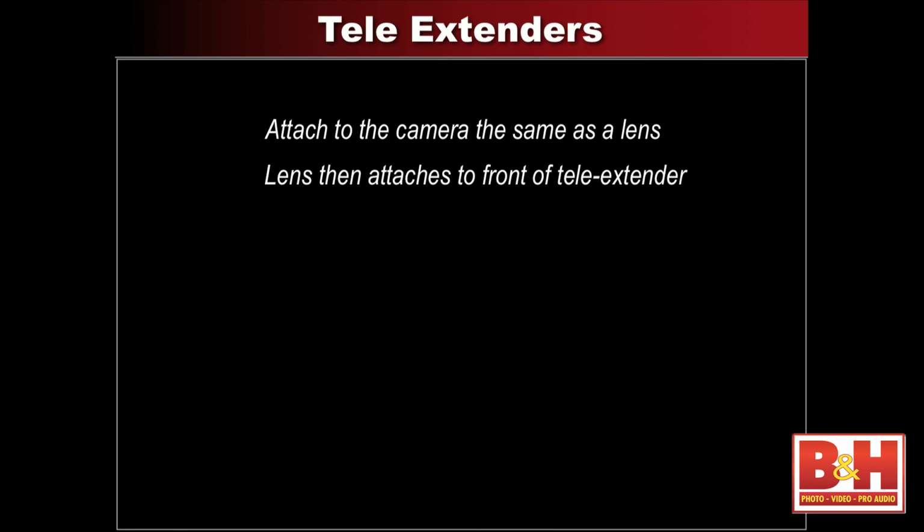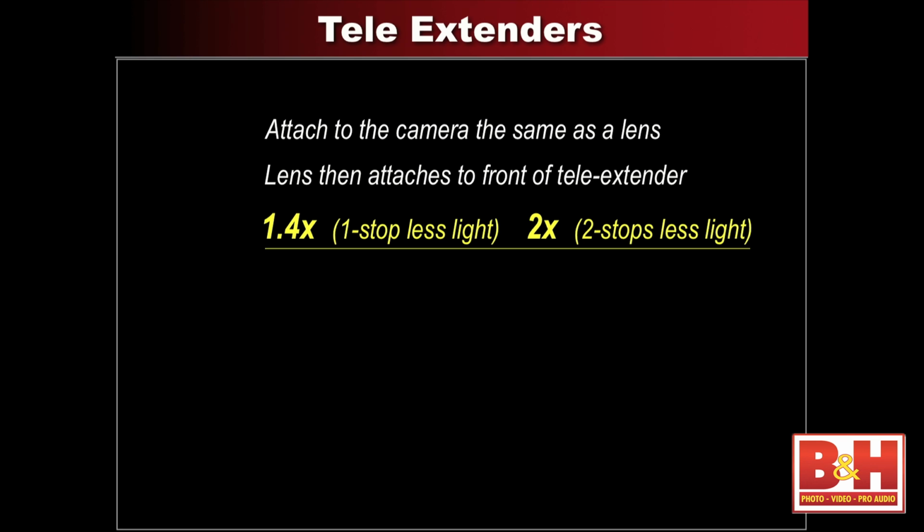First of all, you can attach it to your camera, just like you do the lens. Then you attach your lens to the teleconverter. So that's all it is. It just goes in between your camera and the lens. The difference between the two is the 1.4 loses a stop of light. This is important when you want autofocus. And the 2X loses 2 stops of light.